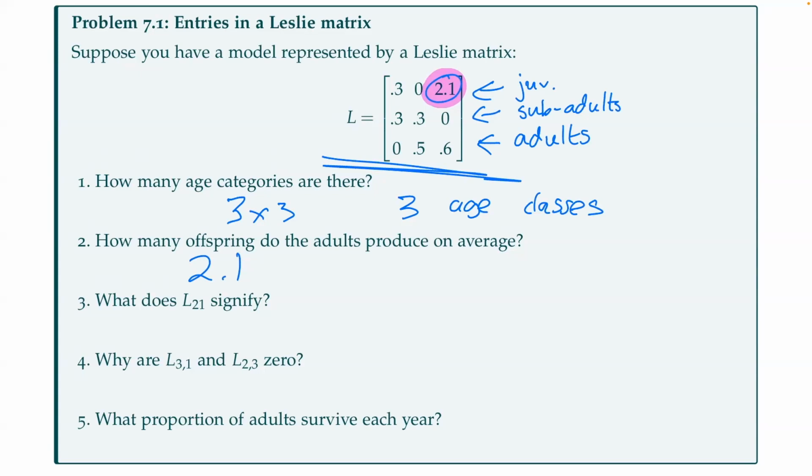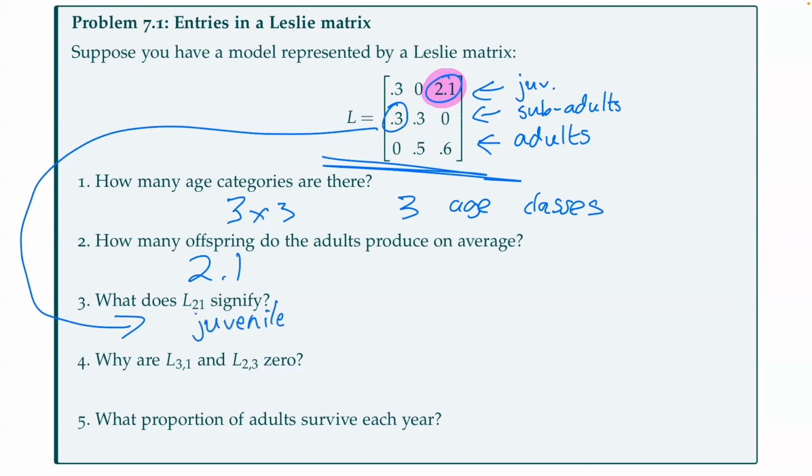In that case, what does L21 signify? So this is L21 here, this is 0.3. Remember the indexing: if this is Lij, the i is the row and the j is the column. So L21 is the second row, first column. So what does L21 signify? Exactly, yeah. So this here is essentially juveniles aging into the next category, so into sub-adults.